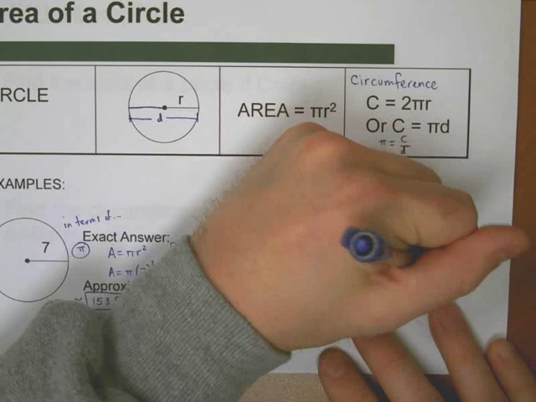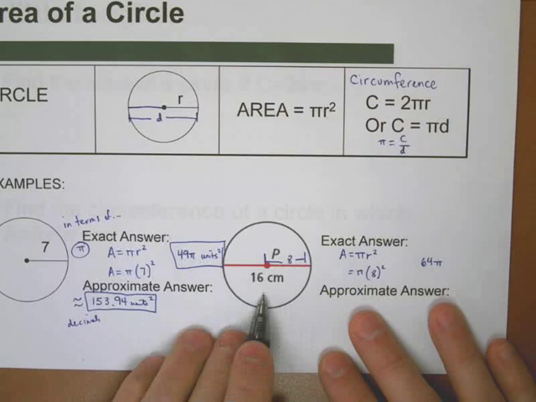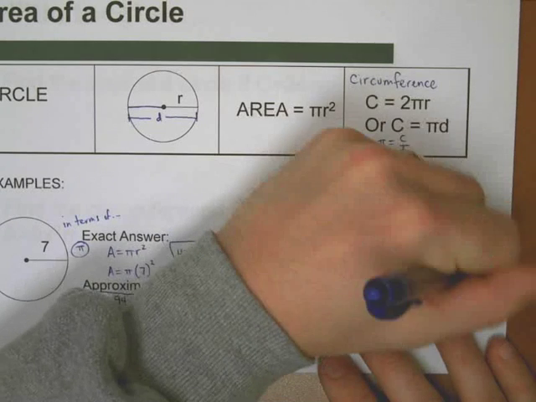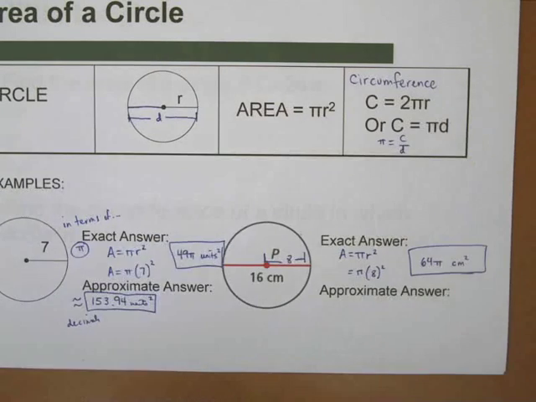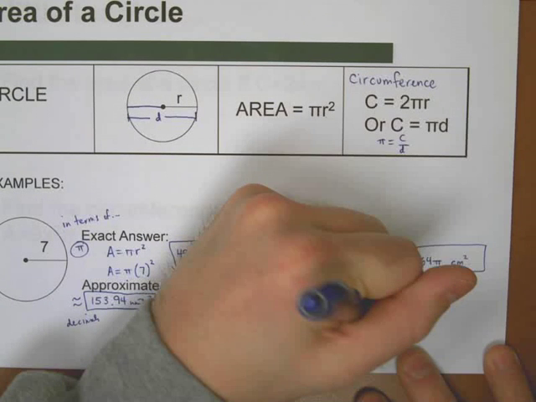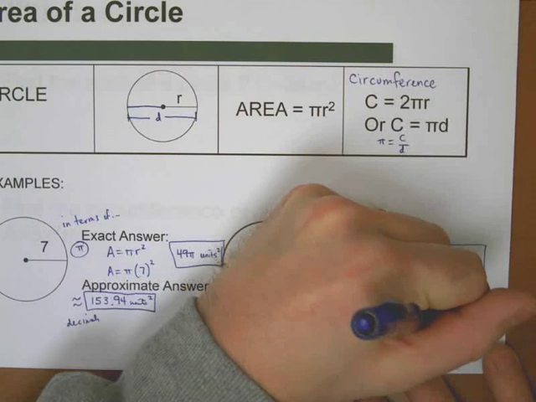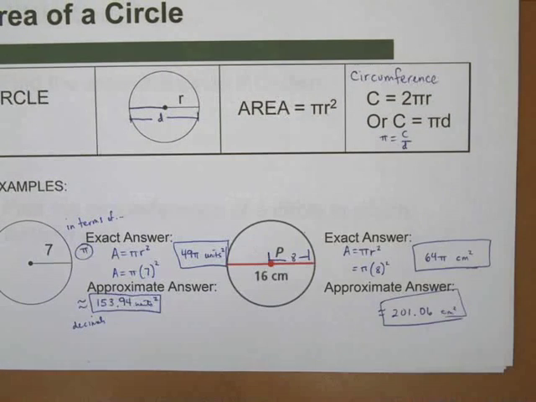8 squared is 64, so it's exactly 64 pi, and this is in centimeters, so we're going to say square centimeters. Now 64 pi, if I put that into the calculator, is approximately 201.06 square centimeters. So, same value, different ways of stating them.